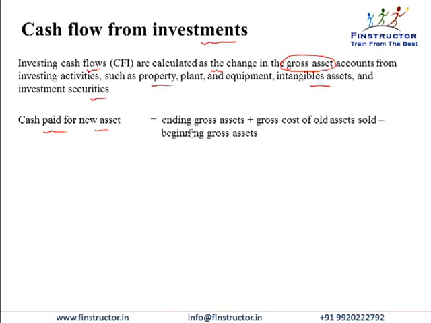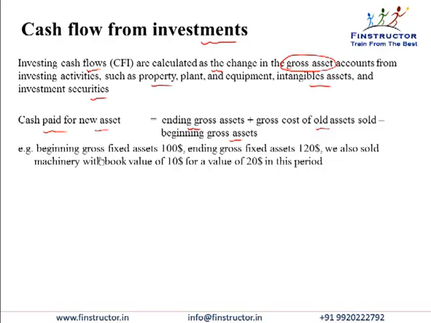This can be calculated as the ending gross assets plus the gross cost of old assets sold minus the beginning gross assets. So let's understand this formula with an example. Suppose that we had beginning gross fixed assets in our company in total of $100. The ending gross fixed assets at the end of the period have gone up to $120, and we know that we also sold machinery in this period with a book value of $10 for a price of $20. So compute the cash paid for new asset and subsequently the cash flow from investments.